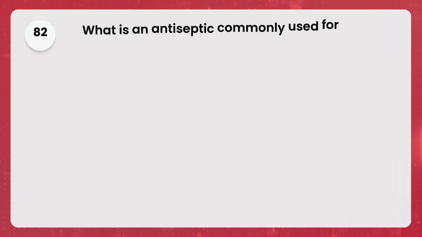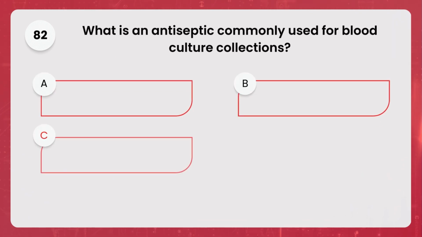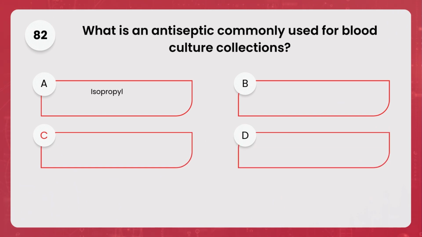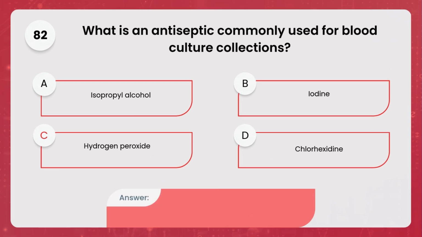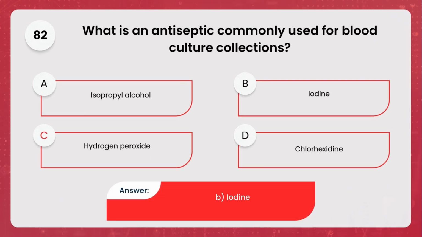Number 82. What is an antiseptic commonly used for blood culture collections? A. Isopropyl alcohol, B. Iodine, C. Hydrogen peroxide, or D. Chlorhexidine. The answer is B. Iodine.